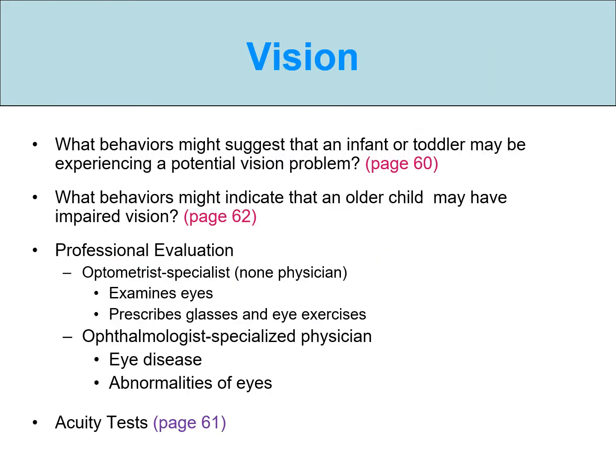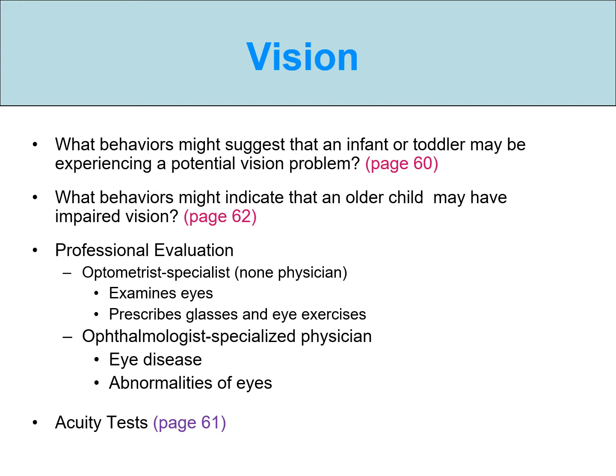So then in regard to vision, what behaviors might suggest that an infant or toddler may be experiencing a potential vision problem? You have a whole list of behaviors available for you to look at on page 60, and these are important for us to be very aware of. And then the same thing for older children. You can find that on page 62.